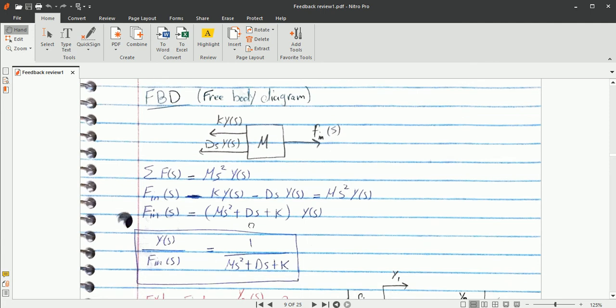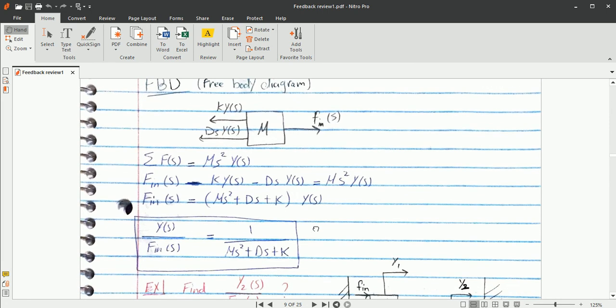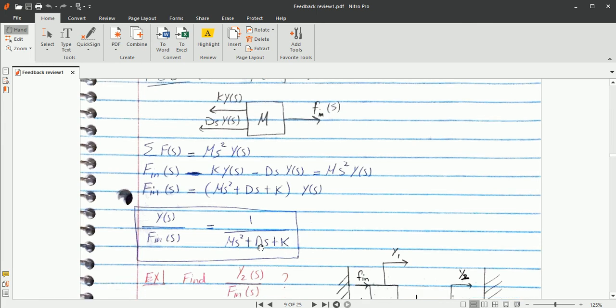So that is equal to F in minus K y of s minus d s y of s equal to m s square y. This is the Newton's law equation. Take these towards the right, so it will be F in s is equal to m s square plus d s plus k, common y of s. We took this y of s common, so you can find the transfer function. The transfer function will be output over input, that is y of s over F in s, which is equal to 1 over m s square plus d s plus k.